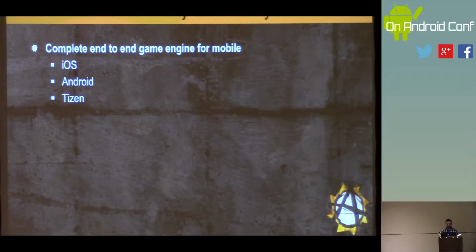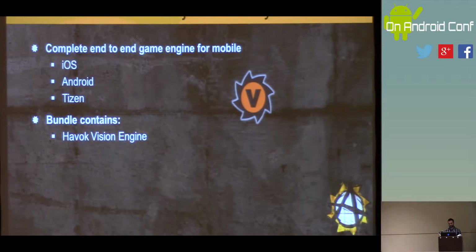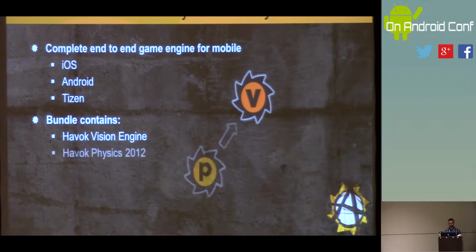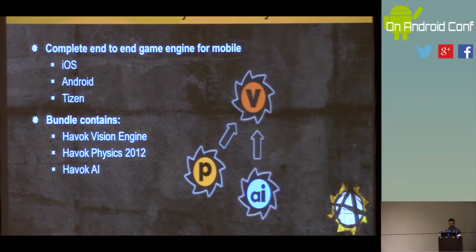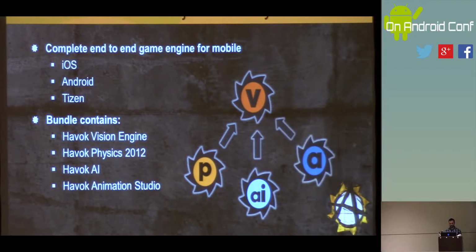So what is Project Anarchy? I've said this a million times. Complete end-to-end game engine for mobile. That includes iOS, Android, and Tizen. And the bundle contains a few things. The Havok Vision engine, which is basically the game engine, includes the world editor and the script editor and all that sort of thing. It includes our physics, Havok Physics 2012, Havok AI, Havok Animation Studio, and also FMOD for running sound on these different platforms, and Intel's GPA, which is a graphics performance analyzer. So we bundle all these things together.